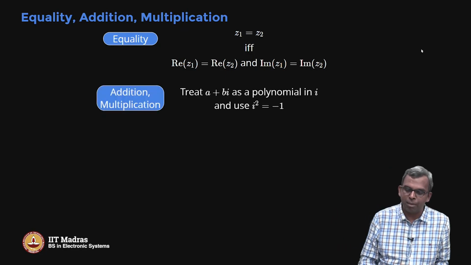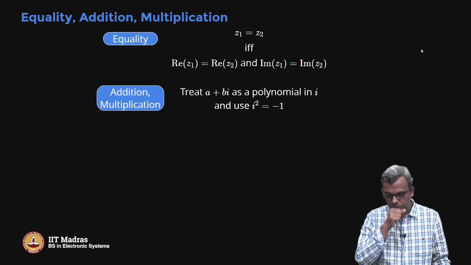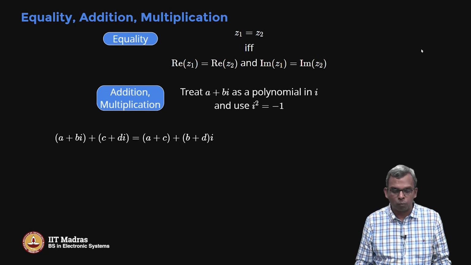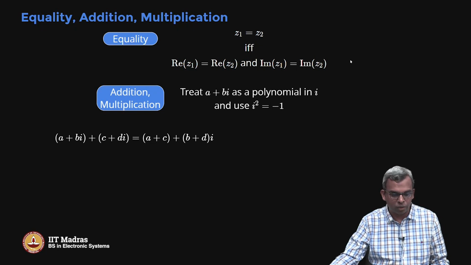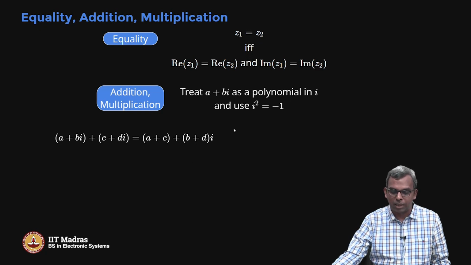And then for addition and multiplication, we simply treat a plus bi as a polynomial in i and use the special thing that i squared equals minus 1. i itself we leave alone, i is okay in the answer, but any i squared that I have, I'll replace with minus 1. Okay, so here's an illustration. If I have to add a plus bi and c plus di, it's like terms, no? How do you add polynomials? The like terms we take as common. The two constant terms, so to speak, the real parts, add separately, and the imaginary parts add separately, b plus d, and then times i. So it's as simple as that.